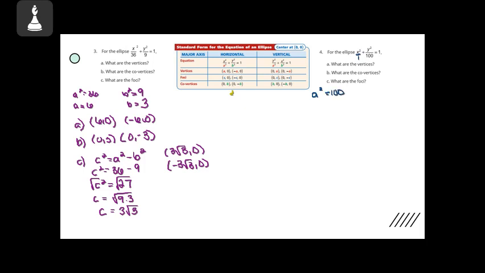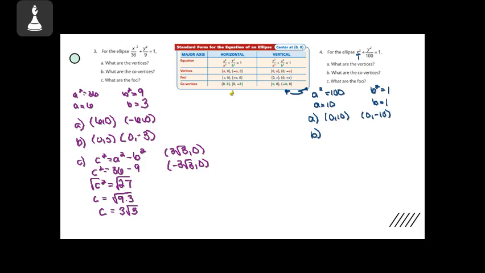So this guy means b squared is 1. So a is 10 and b is 1. Square root of 100 is 10. Square root of 1 is 1. So our vertices are going to be, in this case now, the y values. So 0, 10, 0, negative 10. Your co-vertices are going to be the x values, so 1, 0, and negative 1, 0 based on b.